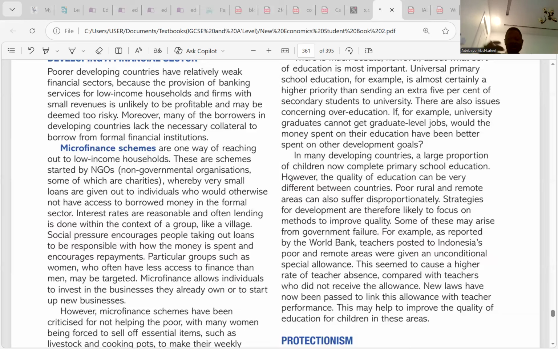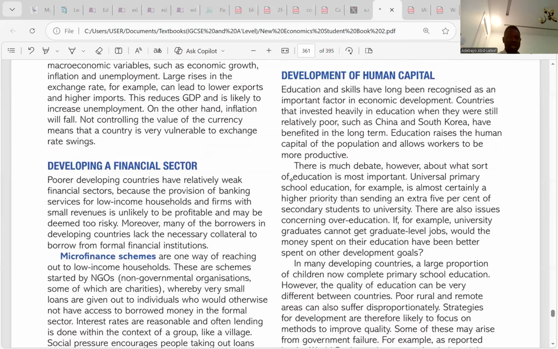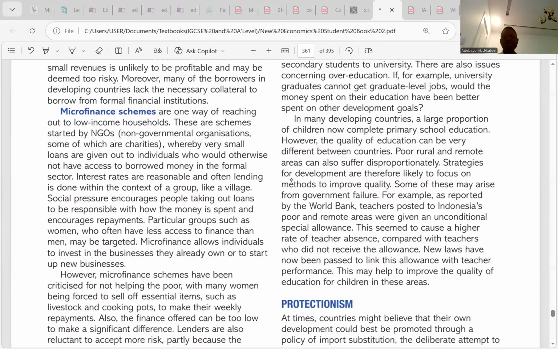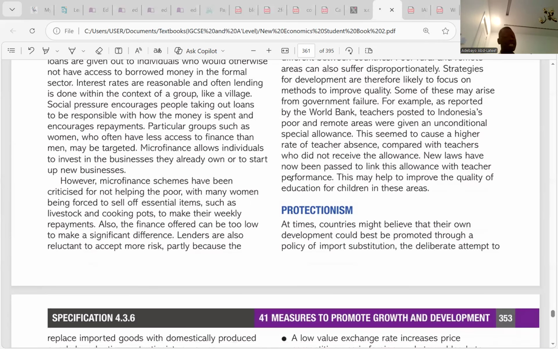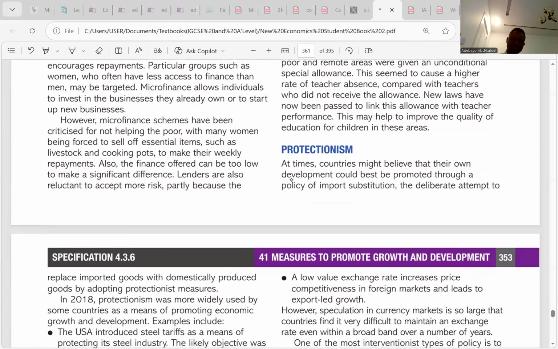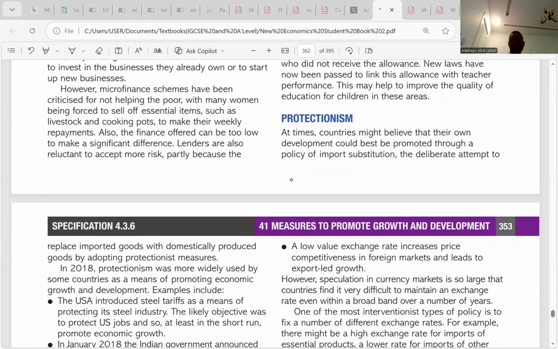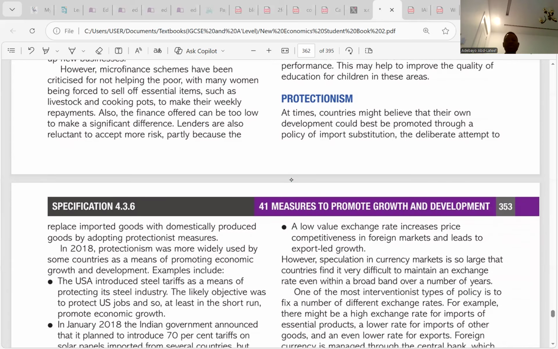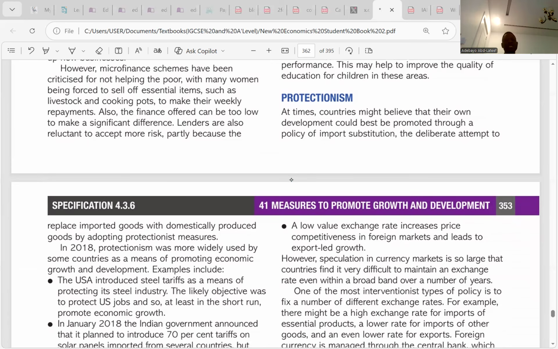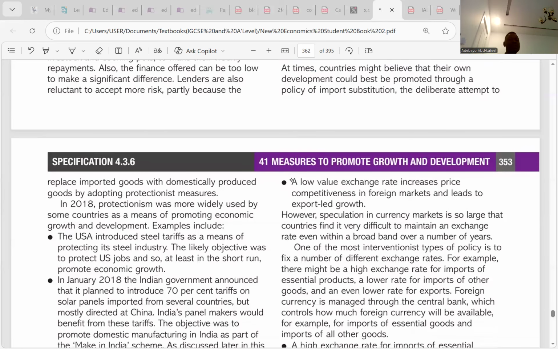I think the point is clear about education, development of human capital through education. Another interventionist strategy that can be used is protectionism. At times, countries might believe that their own development could best be promoted through a policy of import substitution, the deliberate attempt to replace imported goods with domestically produced goods by adopting protectionist measures.